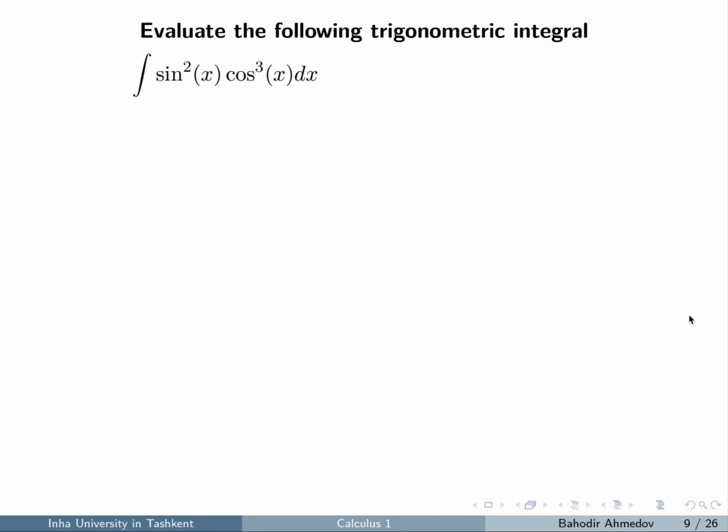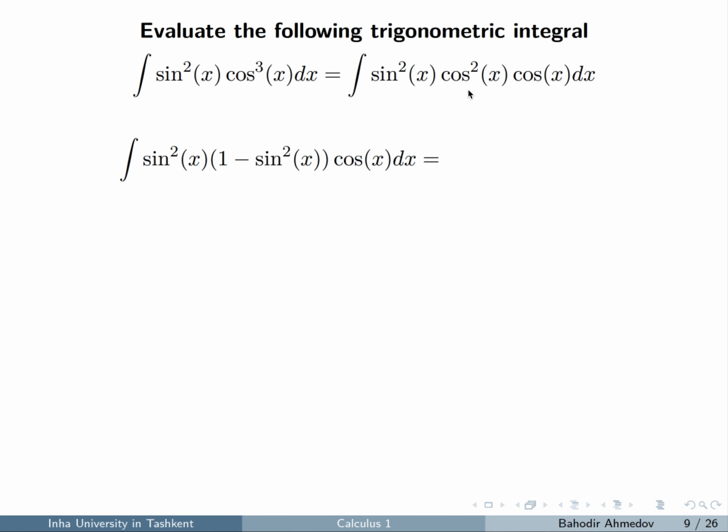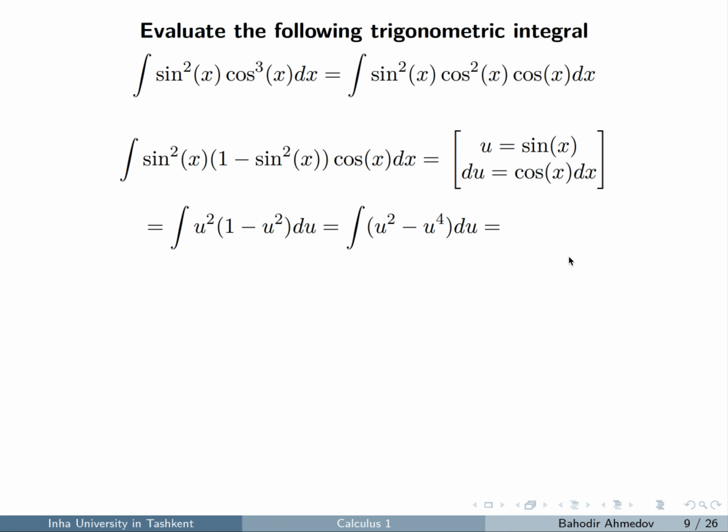So let's consider an example. We're given a trigonometric function where the power of the cosine is odd, right? As we discussed before, we split this into two terms where one cosine is separate, and we express the cosine squared in terms of the sine using this formula. Now we can introduce the substitution: u is equal to sine of x, du is equal to cosine of x dx. After the substitution we get this term, which is really easy to integrate. It's going to be u cubed over 3 minus u to the fifth over 5. At the end, you just need to resubstitute u with sine of x.